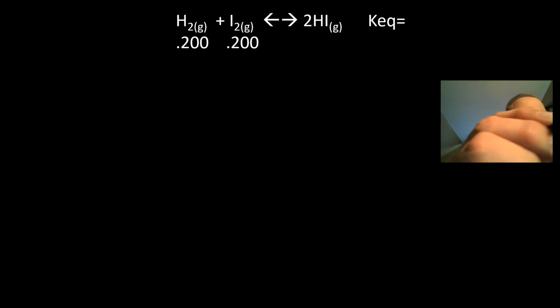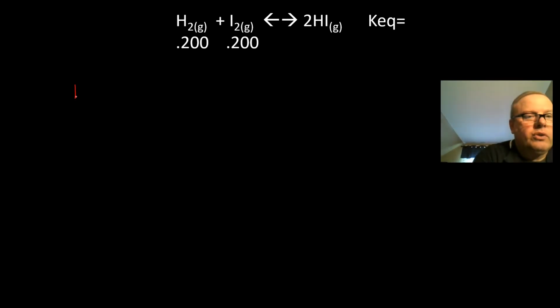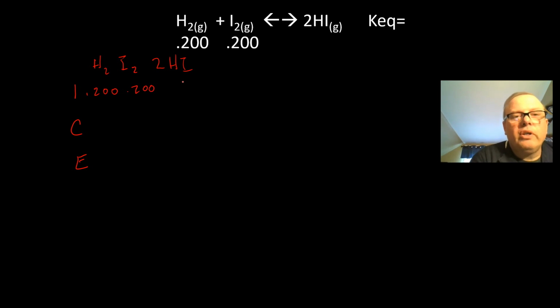So here's my reaction, and I had 0.200 of each of these. I'm going to set up my ice table over here: initial, change, and finally equilibrium. I'm going to have a separate column for the hydrogen, for the iodine, and then for the two hydrogen iodide products. The initial for the hydrogen is 0.200. The initial for the iodine was 0.200. And the initial for the two hydrogen iodides is nothing because we hadn't made anything yet before we got started.